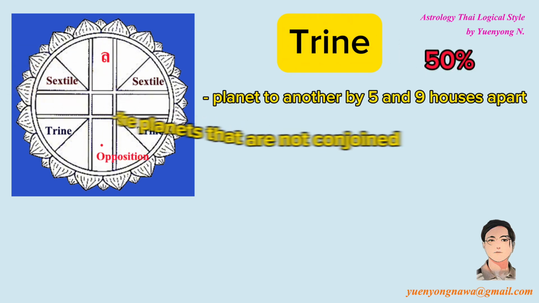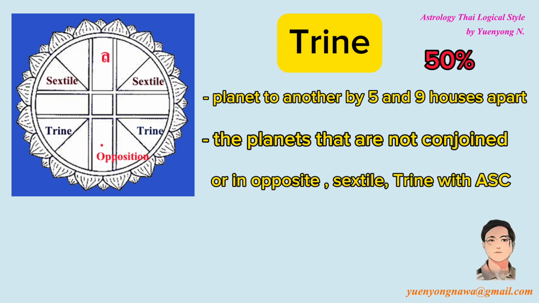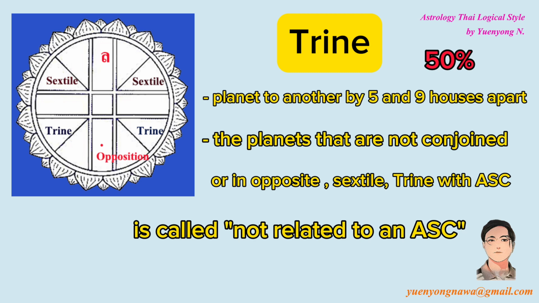Note: the planets that are not conjoined or in opposition, sextile, trine with the ascendant is called not related to an ascendant planet. They will not affect external factors that are related to the native in both positive and negative ways. However, they will affect the natives in talents given a condition that the meanings of the houses are also considered. This will be mentioned in predicting the basic horoscope step.